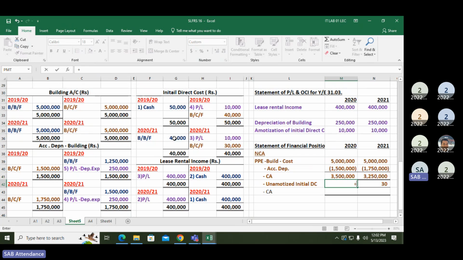Unamortized initial direct cost, first year 40,000 and year 30,000. So that is added as a part of the asset. Why you leased out this asset and you have spent some direct cost, for that you are generating 400,000 income. You write off this initial direct cost over 5 years. So unamortized initial direct cost we add to the carrying amount of the related asset. Right?